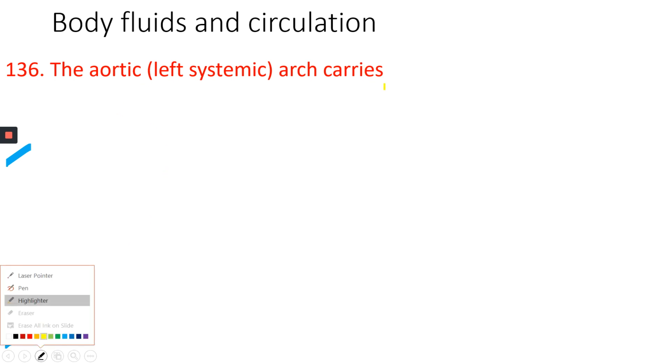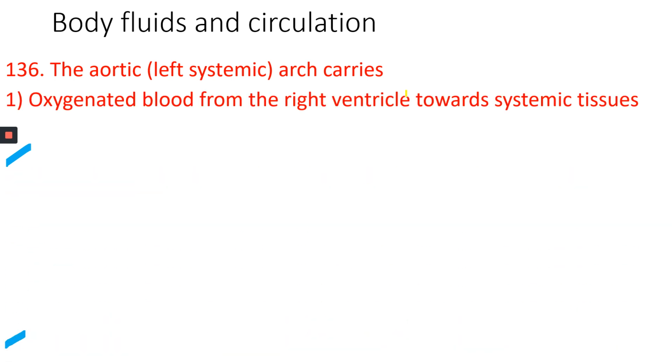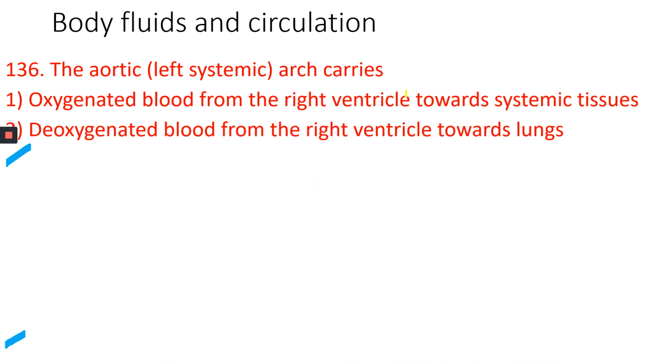The aortic arch carries. Can you guess the answer? Aortic arch carries what blood? Answer is oxygenated blood. From which ventricle? Any guesses? From left ventricle. Okay, see the options here. Oxygenated blood from right ventricle towards systemic tissues. Deoxygenated blood from the right ventricle towards the lung.